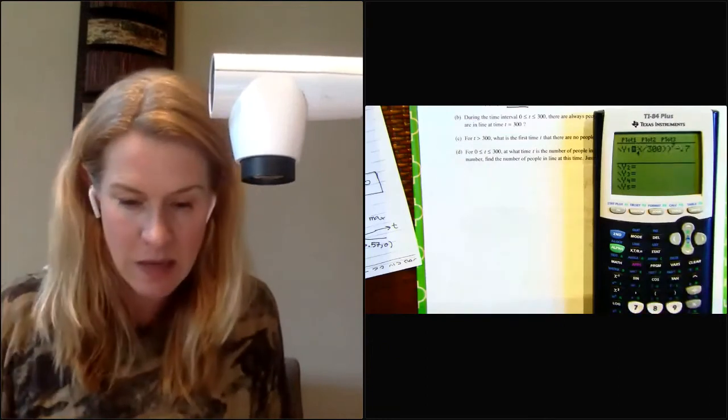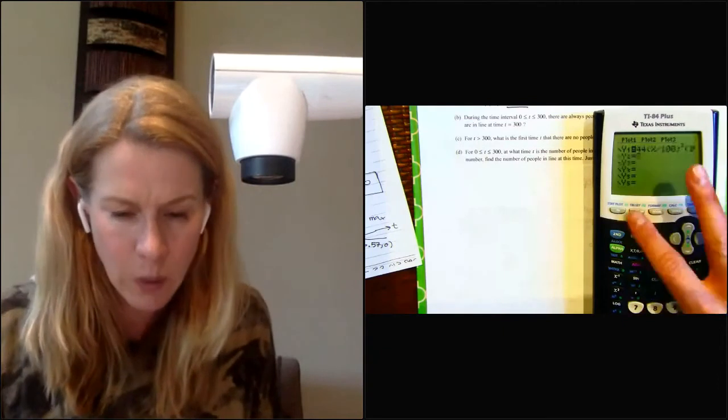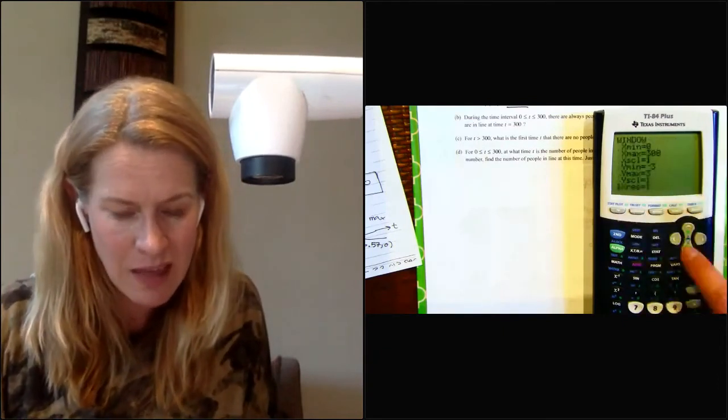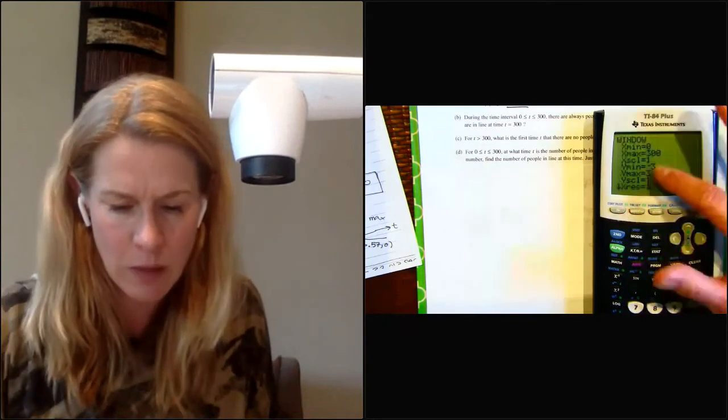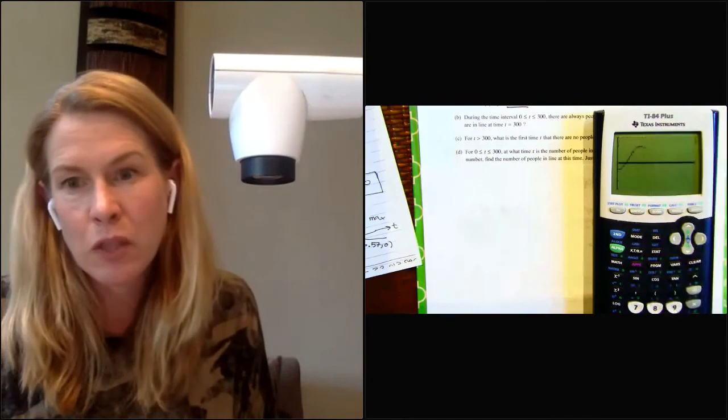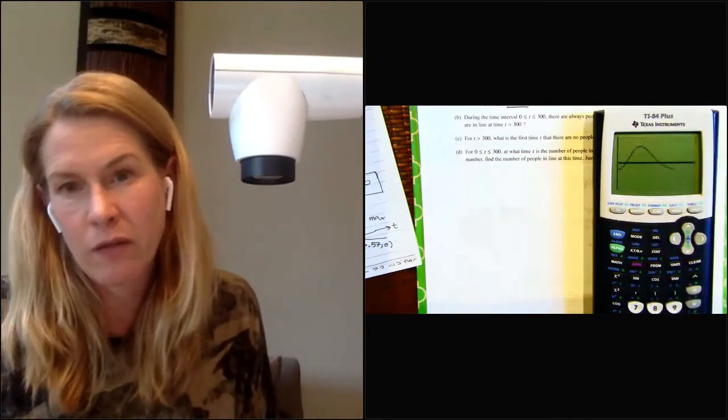And I'm going to set the window. I need my x values to go up to 300. And I think the y values can be pretty small here. So let's take a look at what happens. Yeah, I kept my y values between negative and positive 3.